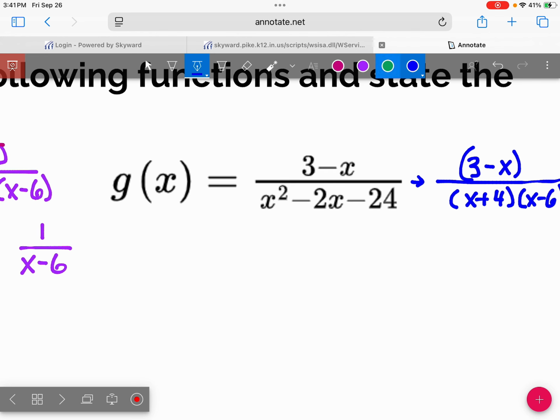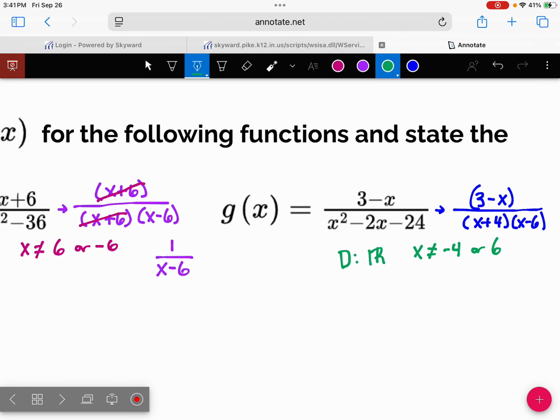It's not going to make a huge difference either way. For our g of x, when we're finding our domain, we can realize that this is all real numbers, except that our x's cannot be negative 4 or positive 6. So we have two excluded values there on that one as well.